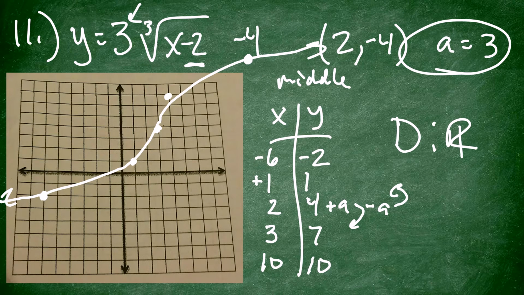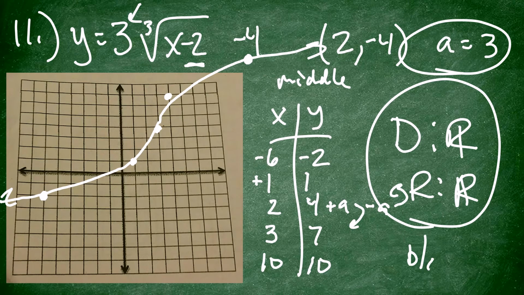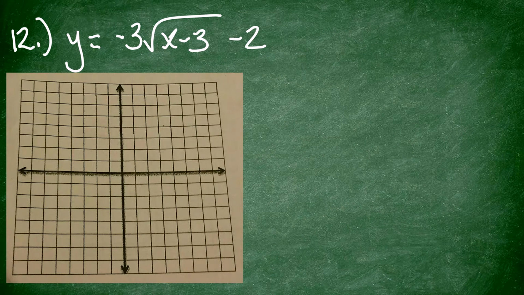Once again, I have domain and range is really easy because it's a cube root. I don't do any thinking. So because it's a cube root, it's always all the reals. There's nothing that's ever going to change from there. And that's it for 11.